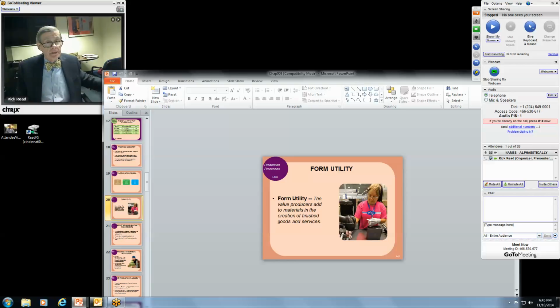Form utility. This is where we, Mr. or Miss Manufacturer or Mr. or Miss Service Provider, take a product and add value to it, so that when it comes out of our service or our production, it is more meaningful to the customer. It takes on a greater value than it had before it got to us.